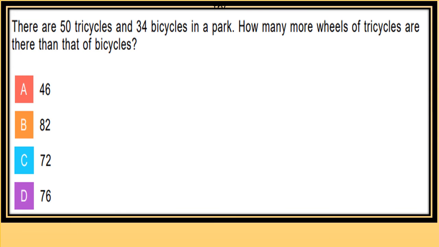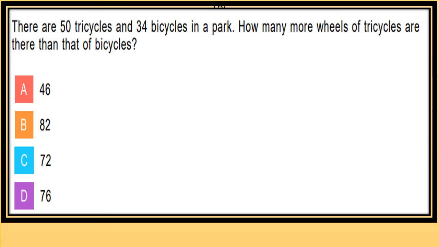There are 50 tricycles and 34 bicycles in a park. How many more wheels of tricycles are there than that of bicycles? So first calculate the wheels of 50 tricycles, and then calculate the wheels of 34 bicycles, and then find how many more wheels of tricycles are there than that of bicycles.